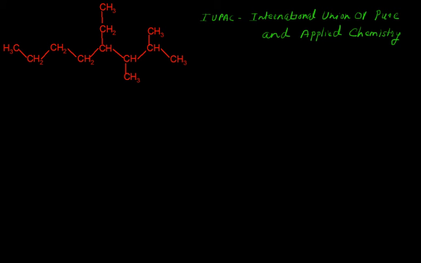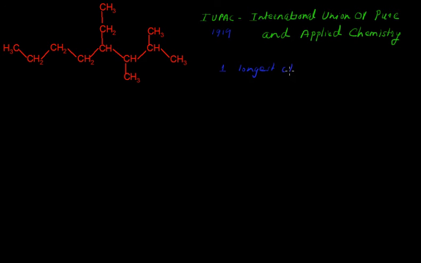While naming the branched alkane, we have to follow the IUPAC nomenclature system. Here IUPAC stands for International Union of Pure and Applied Chemistry, and this was established in 1919 in Switzerland. According to the IUPAC nomenclature system, we have certain rules for giving the name to such type of molecule. So the first rule is the longest chain rule.